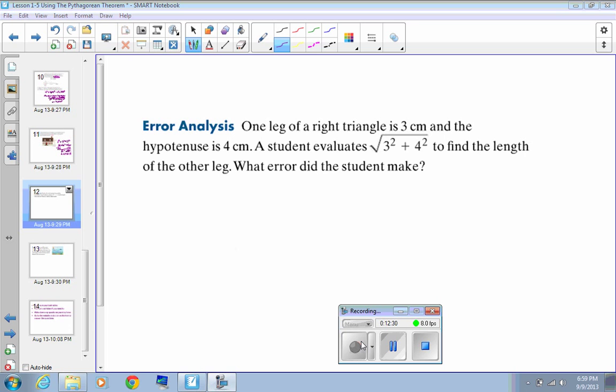I want you to look at this question and see if you can identify the student's error. One leg of a right triangle is 3 centimeters and the hypotenuse is 4 centimeters. A student evaluates 3 squared plus 4 squared and takes the square root to find the length of the other leg. What error did the student make? I want you to answer this in your notebook, and we're going to talk about this in class tomorrow.